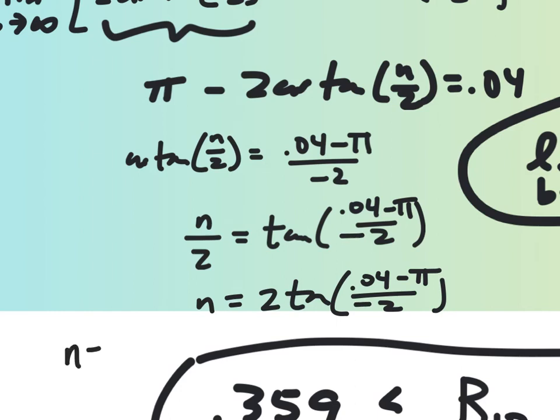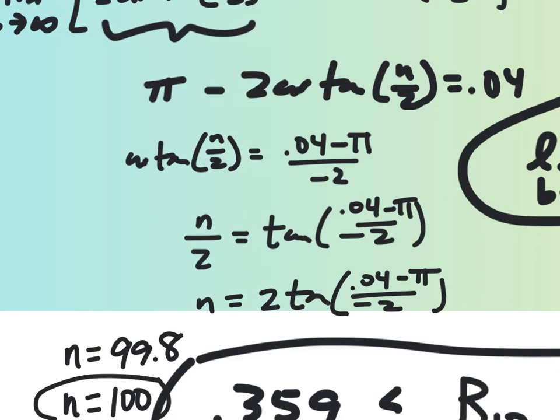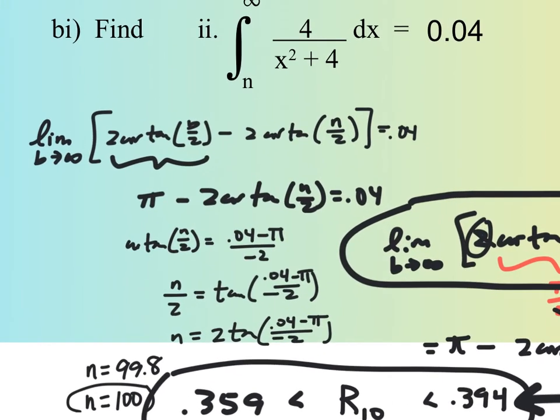Let's see what we get using the calculator. Holy cow, you have to go out 99.98 terms. So I would say you have to go out to n equals 100, 100 terms, in order to get an error that small. That's pretty crazy. That's quite a few terms out.